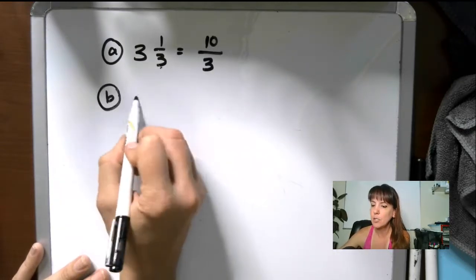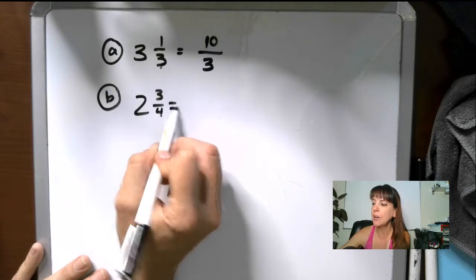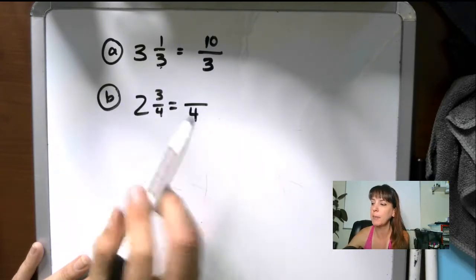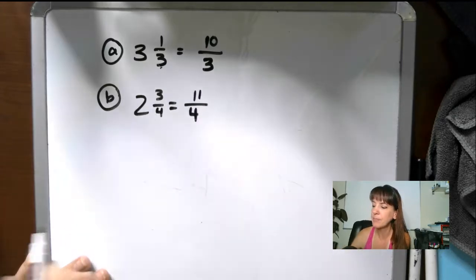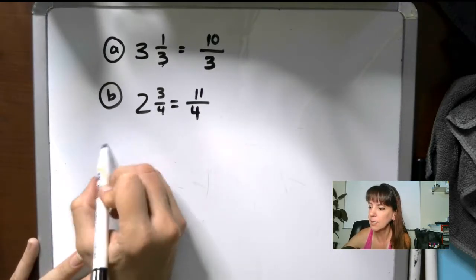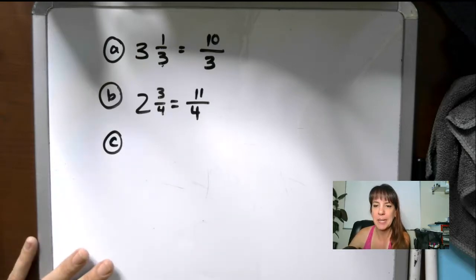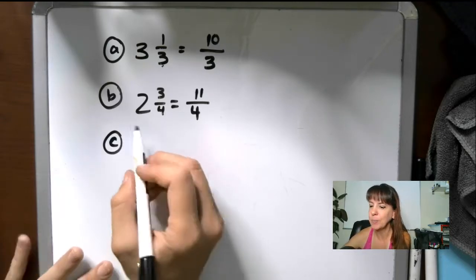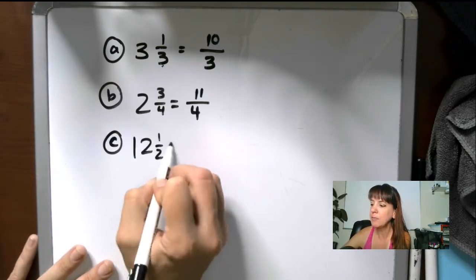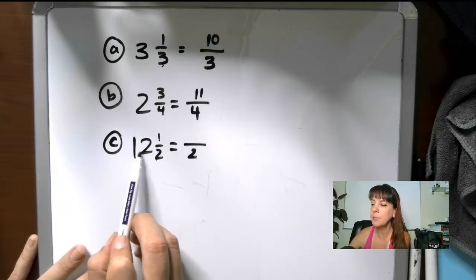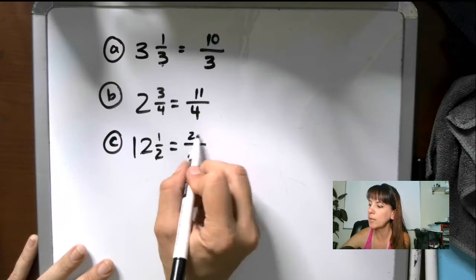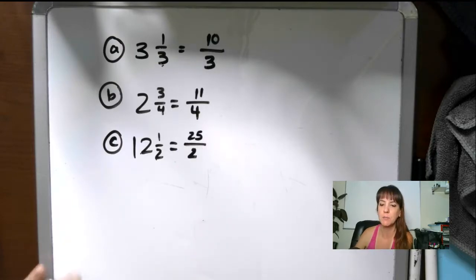B, 2 and 3/4. Again, it's going to be a 4 for our denominator. This times this is 8, plus 3 is 11. 11. Yeah, I had to make sure. I'm always worried I'm going to make a tiny math error on these. All right, so 12 and a half. Again, it's going to be over 2, because that's our denominator. 2 times 12 is 24, plus 1 more is 25. So 25 halves.